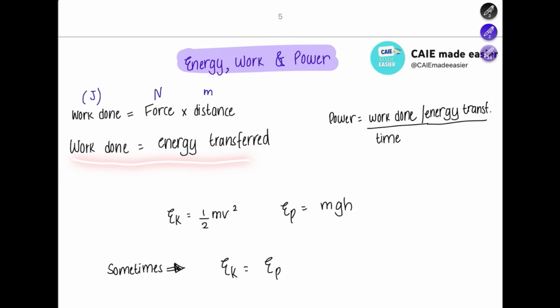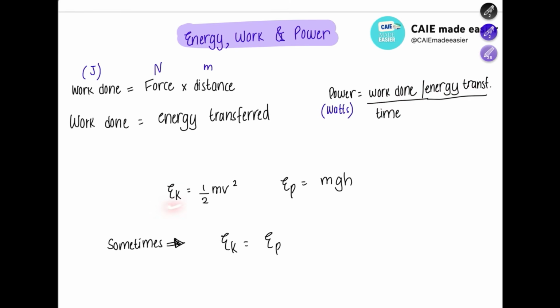Work done is also called energy transferred. For example, if you look at a ball which is falling through a height, work is being done to bring the ball down, and energy is transferred from gravitational potential energy into kinetic energy. Now, the rate of work done is called power. So, joules per second is known as watts. You can also write this as energy transferred per unit time.